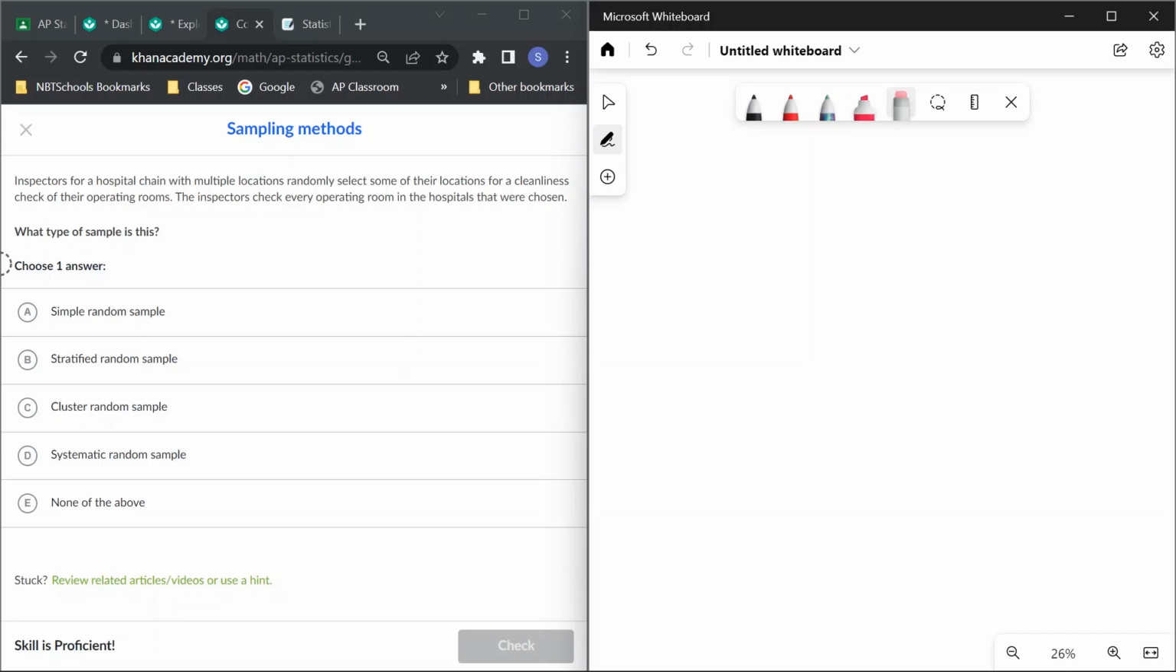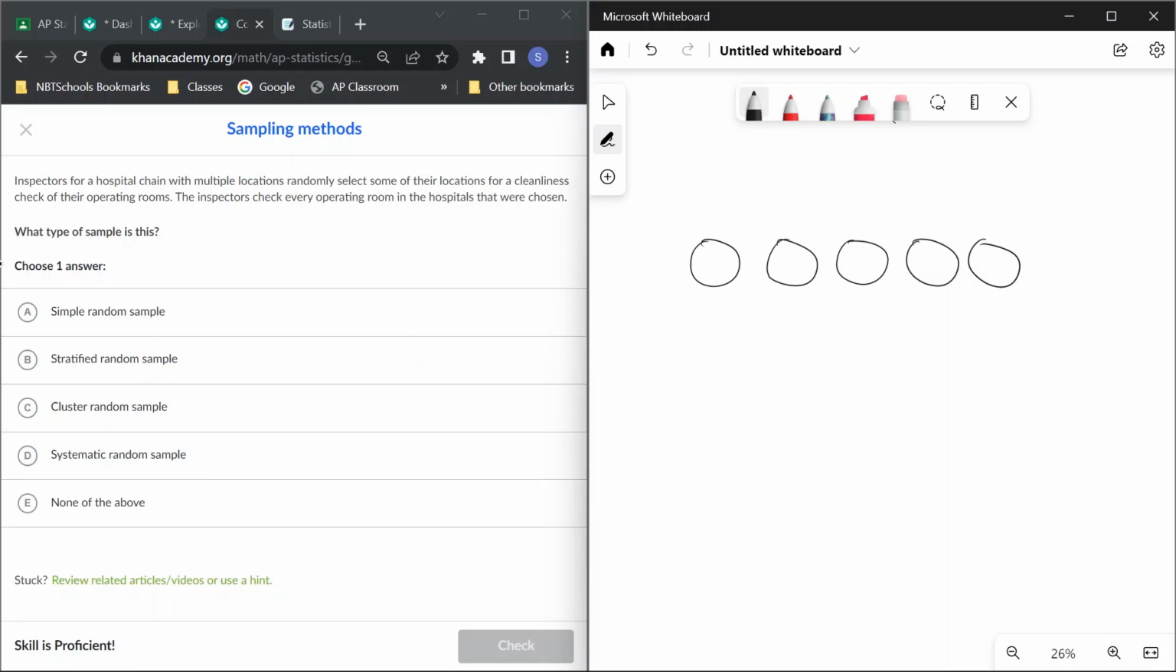Inspectors for a hospital chain with multiple locations randomly select some of their locations for a cleanliness check of their operating rooms. They check every operating room in the hospitals that were chosen. So it's not cluster, because cluster would be selecting all of the locations and then only selecting one and looking at that operating room. So it's not cluster. Is it even a random sample?